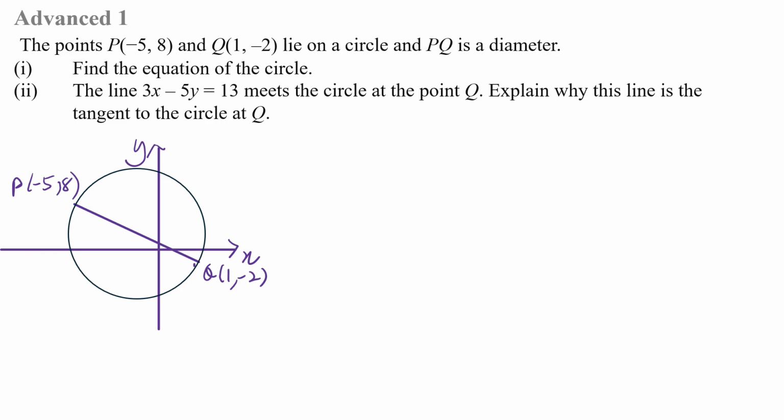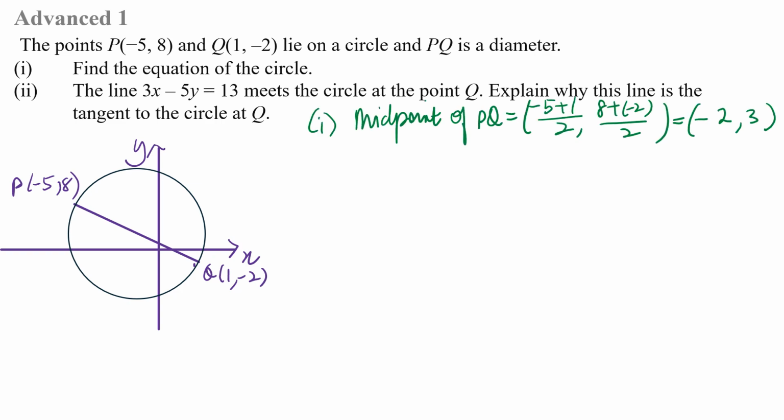So since PQ is the diameter of the circle, that means the center of the circle lies on the line PQ, and it's actually the midpoint of PQ. So let's go ahead and find the midpoint of PQ, which is x1 plus x2 over 2, y1 plus y2 over 2. That gives you negative 2, 3. And after knowing the midpoint, from there we can find the radius of the circle.